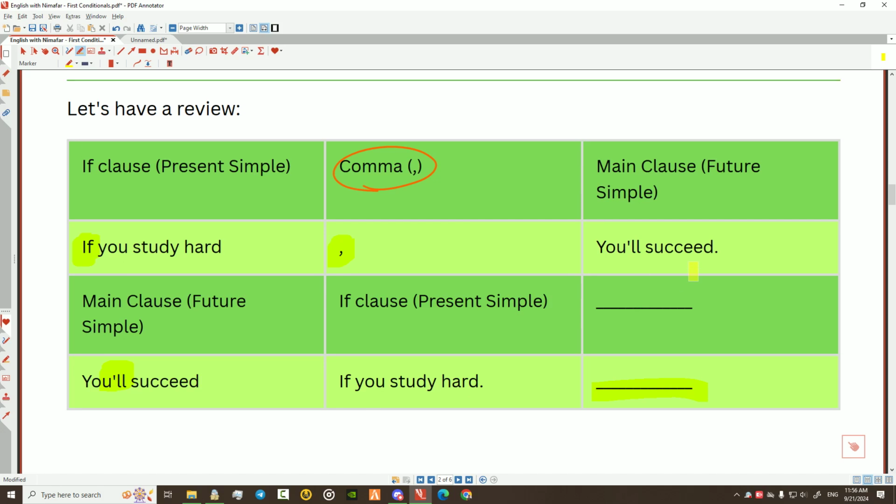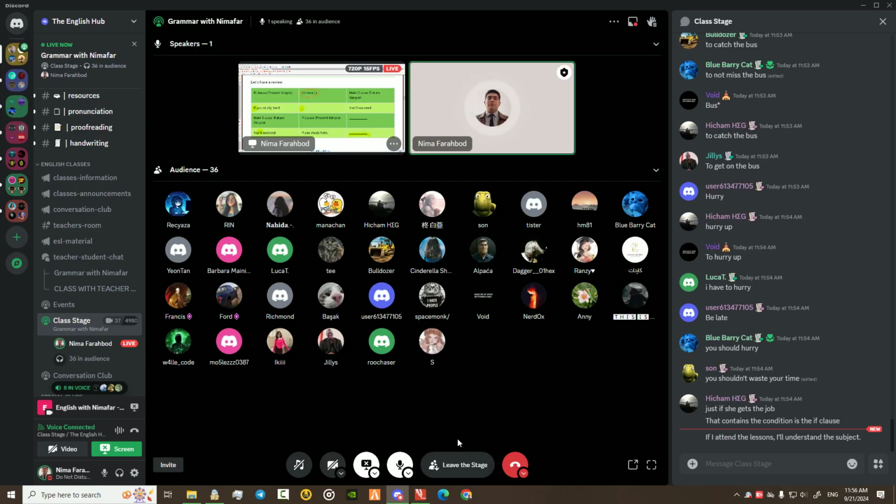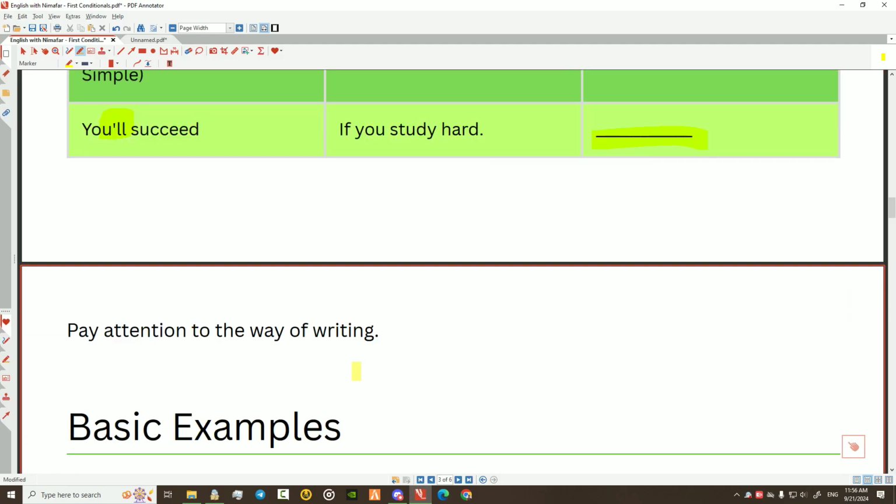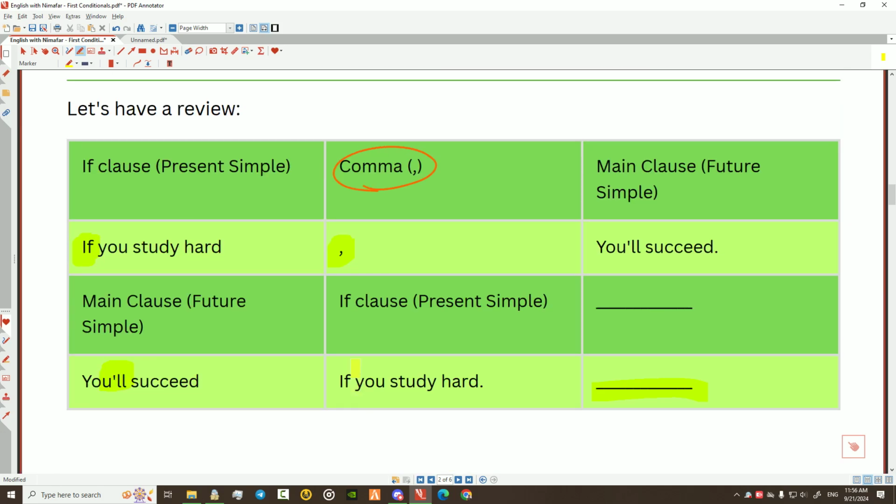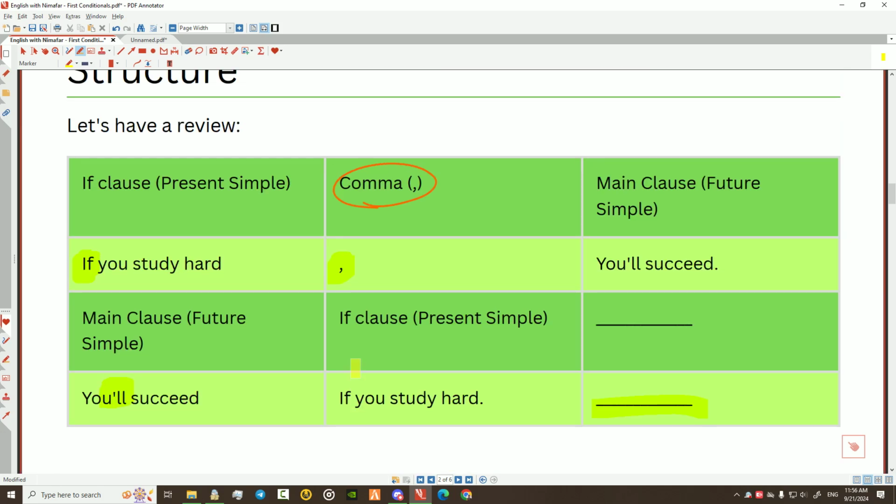Okay? This is very important, the order. But you can use anything you want. If I attend the lesson, I'll understand the subject. So keep it in mind. So pay attention to the way of writing. And in speaking, you need to pause for like 1 second.